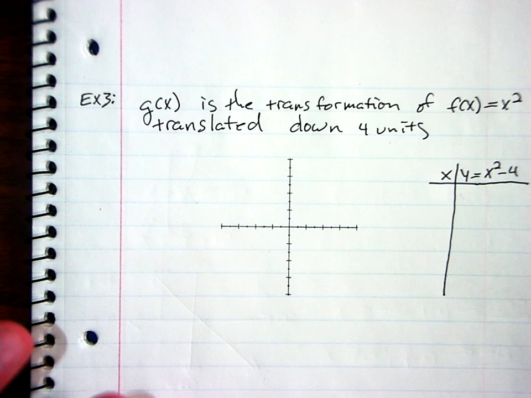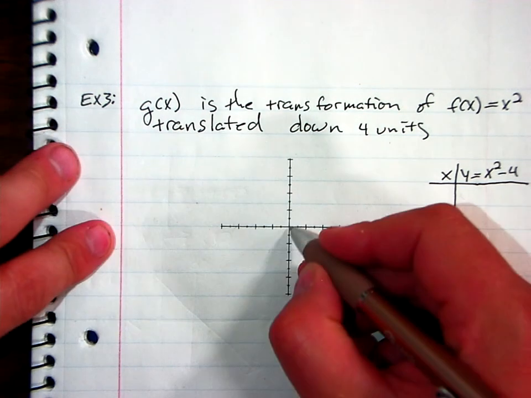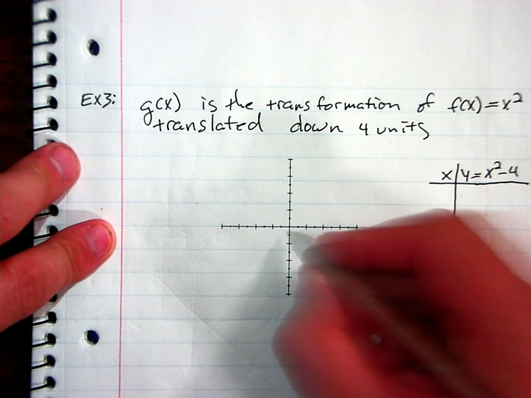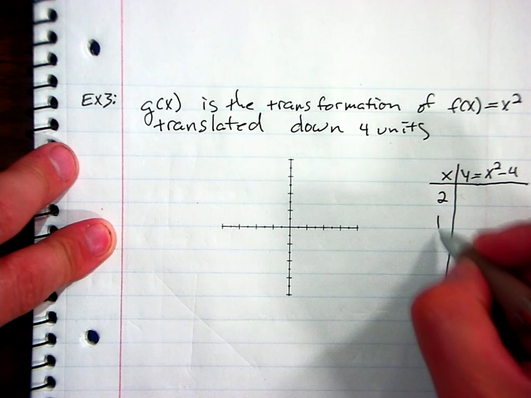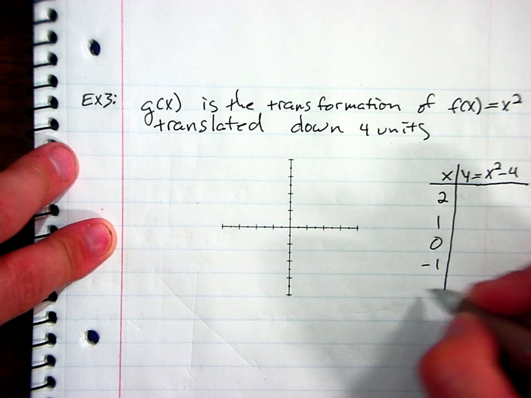How many points should I have for a parabola? Annalise, what do you think? All right, just say a number. 5. Good job. I want to use the middle number and then 2 on each side. So we're going to use 0, 1, and 2. So 2, 1, 0, negative 1, negative 2.